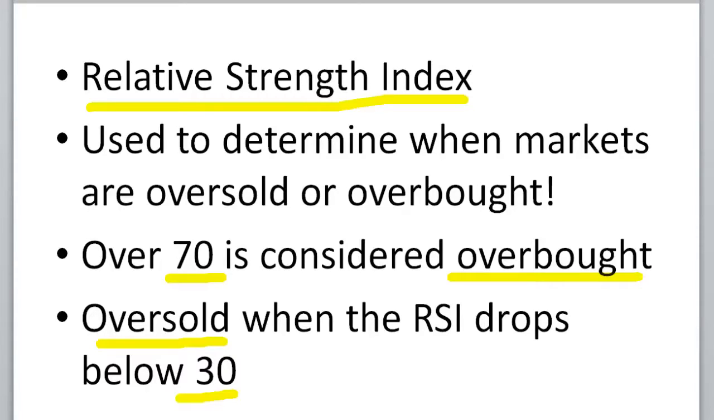So when traders see that a trading instrument is oversold, they might decide to buy it. If they see that something's overbought, then they might decide to short it, based on these 30 and 70 figures within the index.